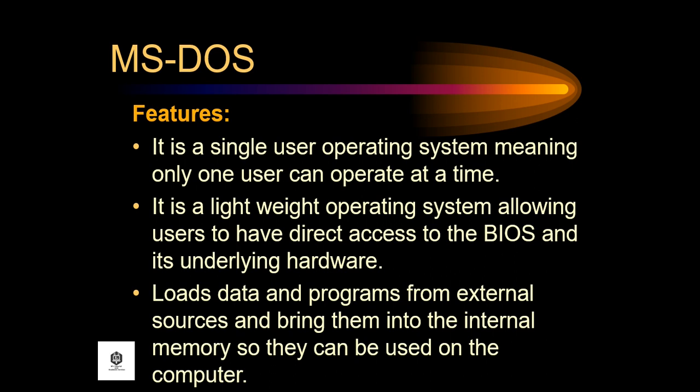Features of MS-DOS are: it is a single-user operating system, meaning only one user can operate at a time. It is a lightweight operating system, allowing users to have direct access to the BIOS and its underlying hardware. Loads data and programs from external sources and brings them into the internal memory so they can be used on the computer.